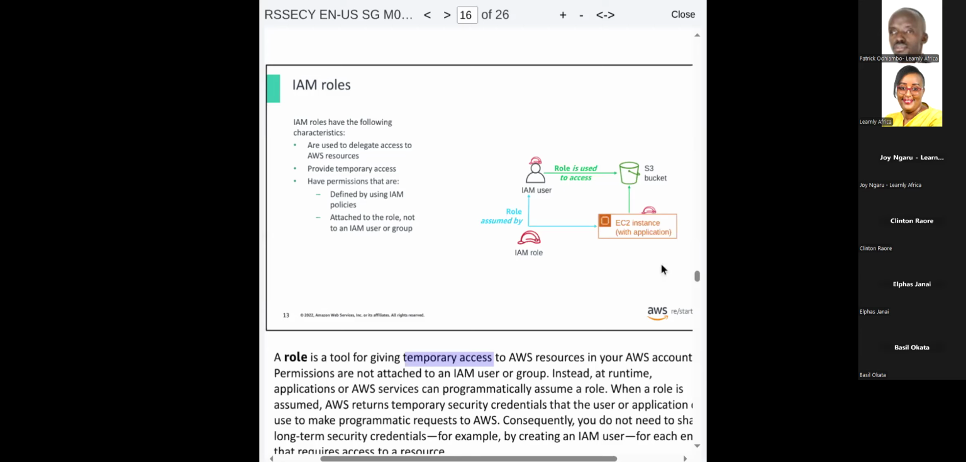All right. So, number one, roles allow users or applications or even other services to access resources securely. When a role is assumed, AWS uses temporary security credentials. Permissions are defined using IAM policies and attached to the role.